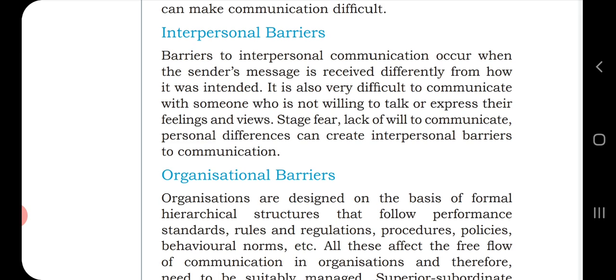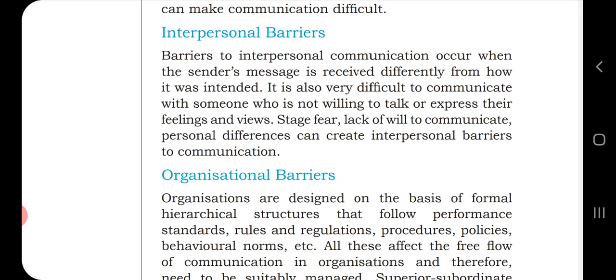Barriers to interpersonal communication occur when the sender's message is received differently from how it was intended. As I just said, you want to say something, but the meaning of whatever sentences you have said is taken in a different way by the other person. Then this is called interpersonal barriers.